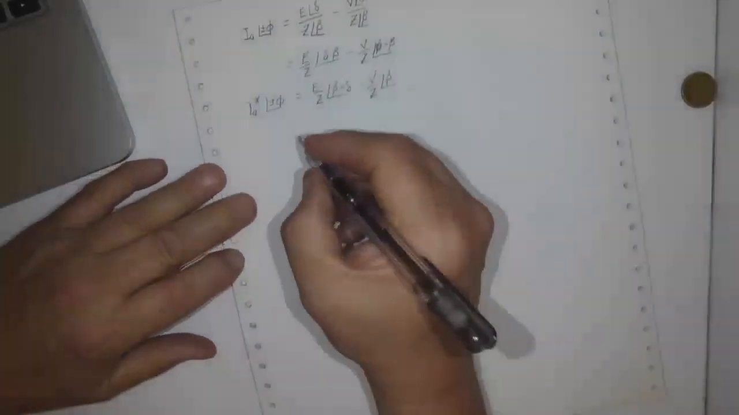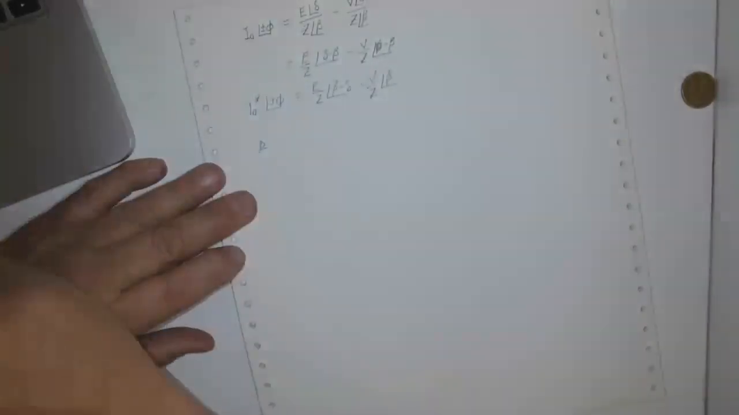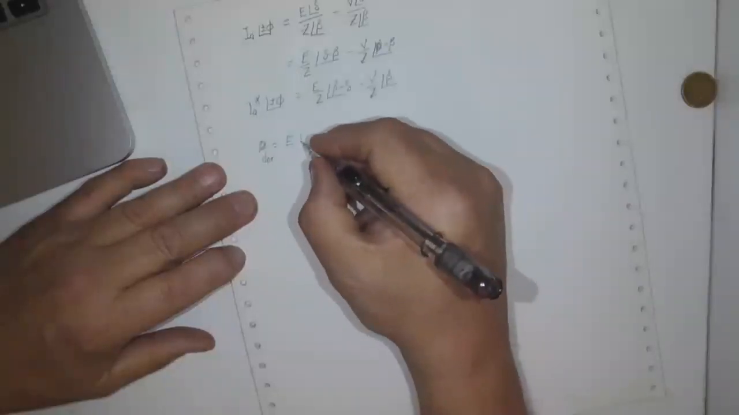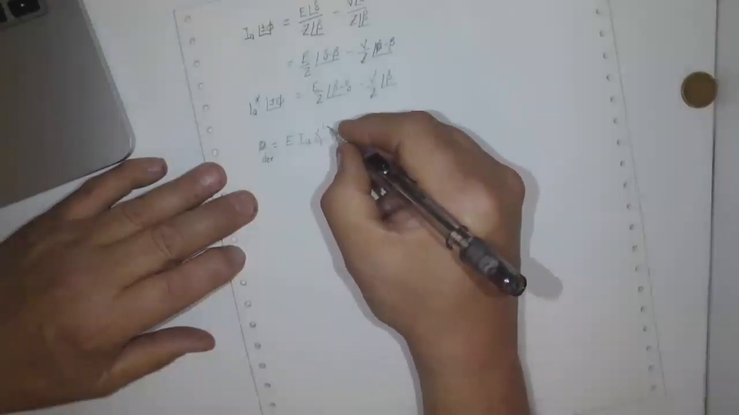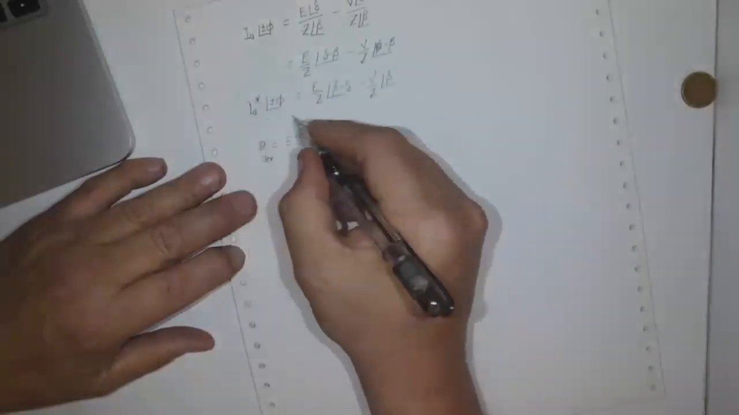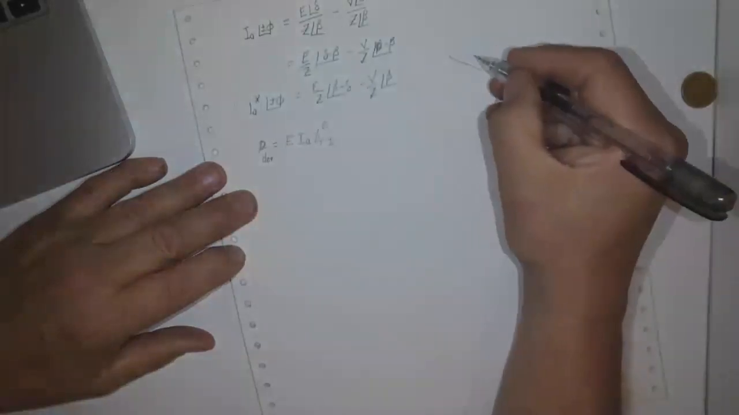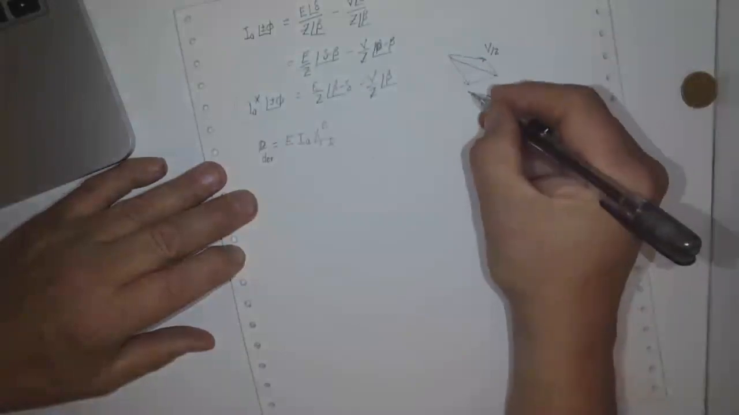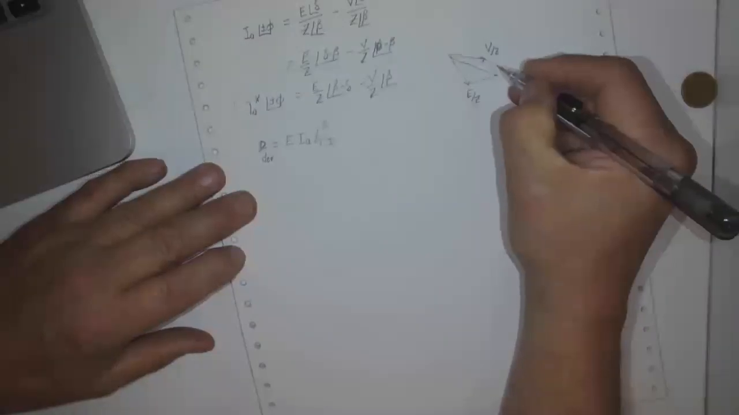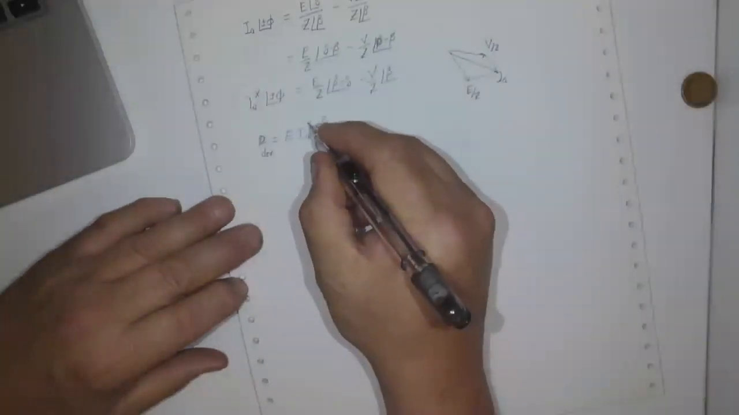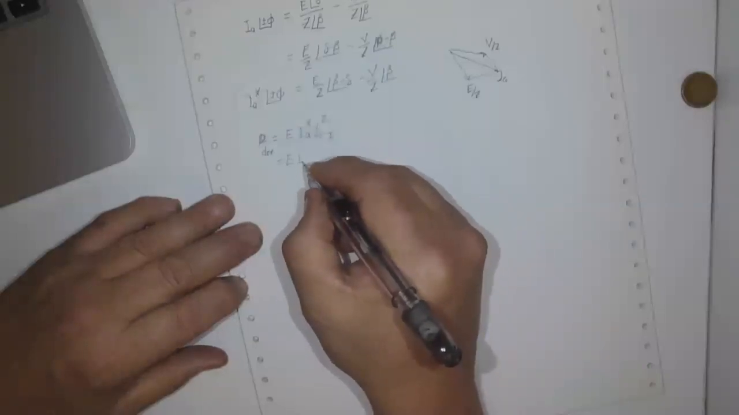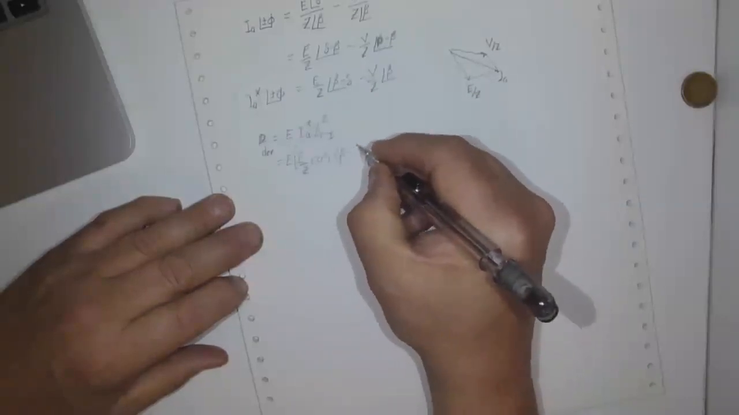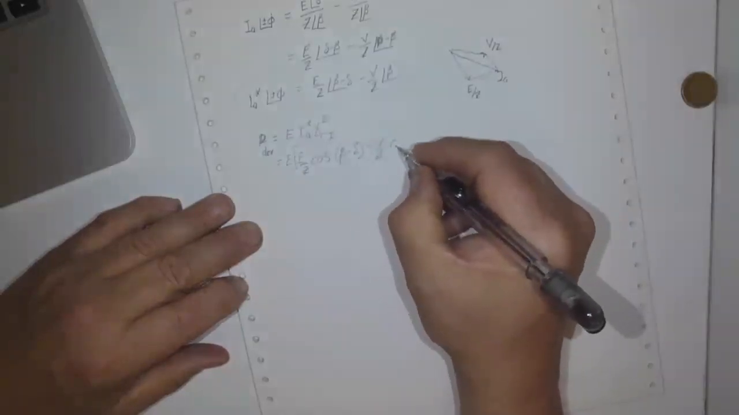So now we say that P developed is E times IA times the cosine of the angle between E and I. What we've done here is we've broken up the current into its two components: normally that will be V over Z and E over Z, and the sum of these two currents will make IA. So now we can say P is E, and IA becomes E over Z cos of beta minus delta, minus V over Z cos beta.